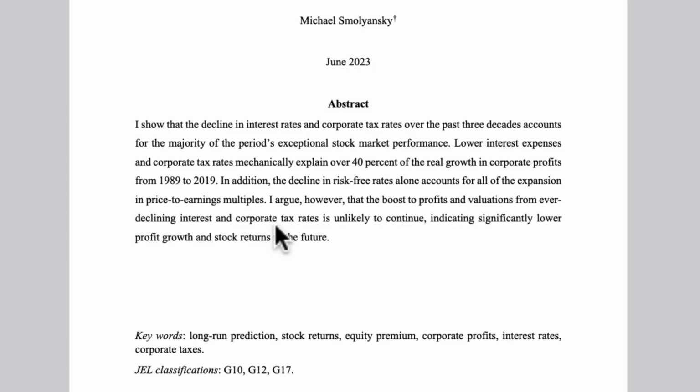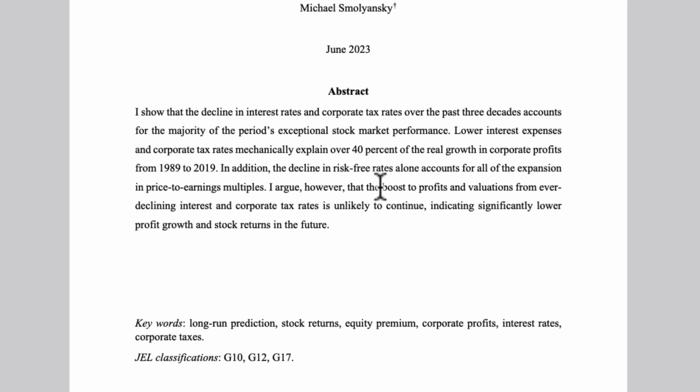So whenever we read something like that, right away our mind starts thinking, well, what methodology did you use? And he used a very interesting methodology using accounting identities, which are statements of fact. So you can't argue with the statements of fact. They're not statistical results, they're statements of fact, which are hard to argue with, which is a really unique approach. In addition, the decline in risk-free rates alone accounts for all of the expansion in the price-to-earnings multiple. I argue, however, that the boost to profits and valuations from ever-declining interest and corporate tax rates is unlikely to continue, indicating significantly lower profit growth and stock returns in the future.